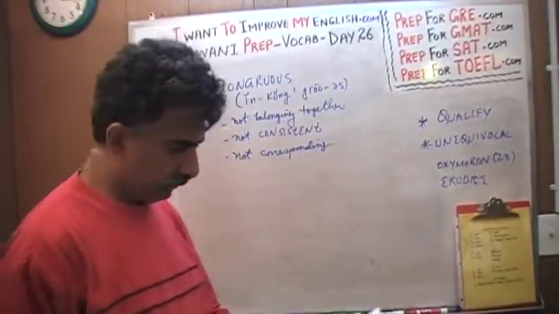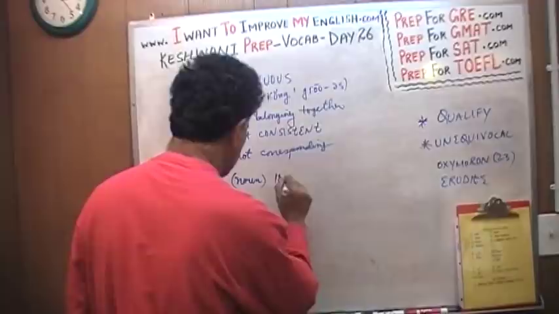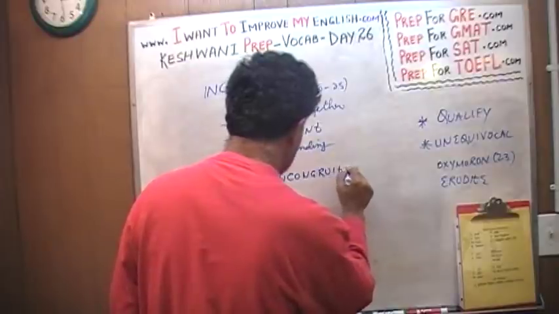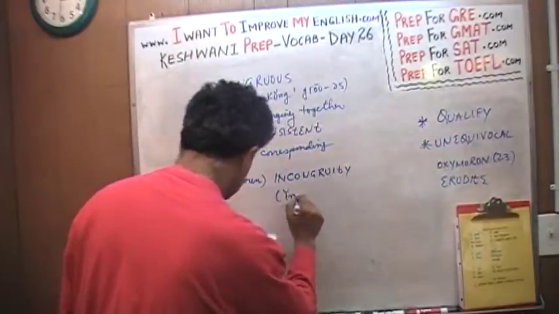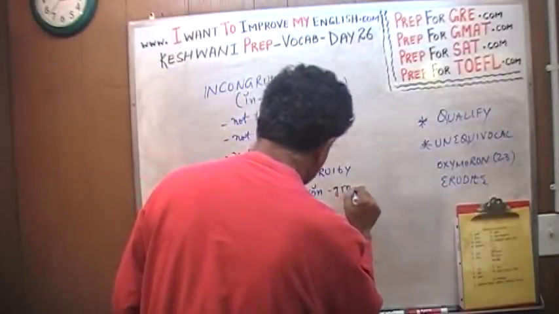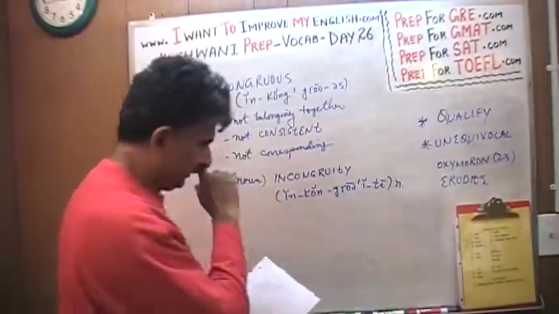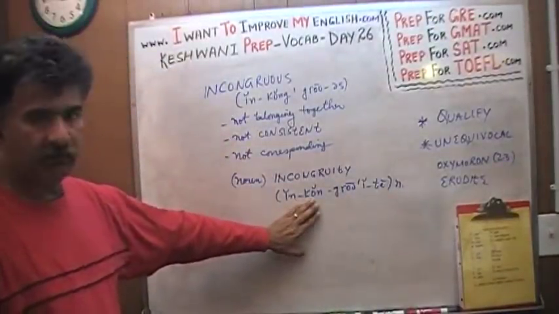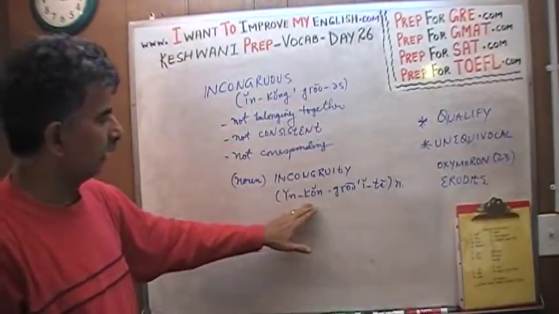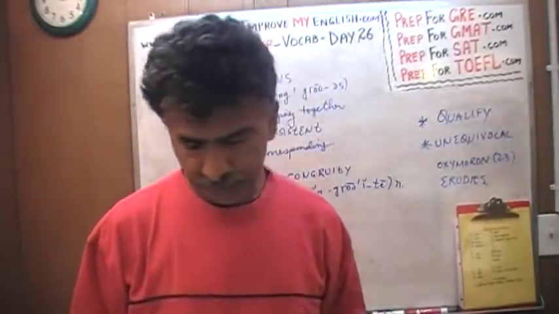That's it. The noun for incongruous would be incongruity. Notice there is only one sound of G in this word. Incongruous, incongruity.